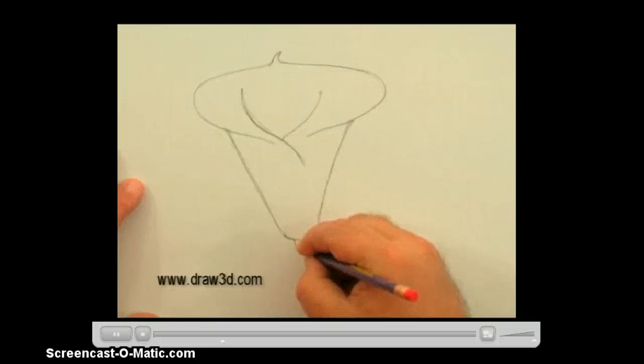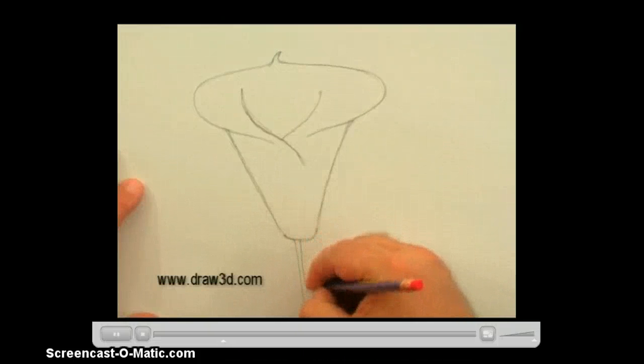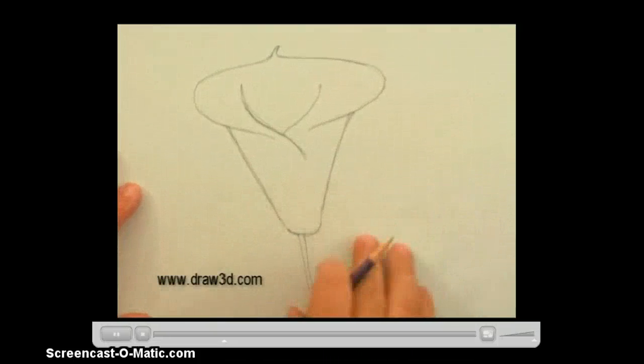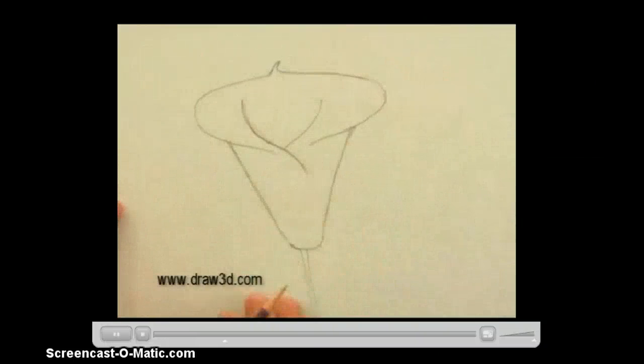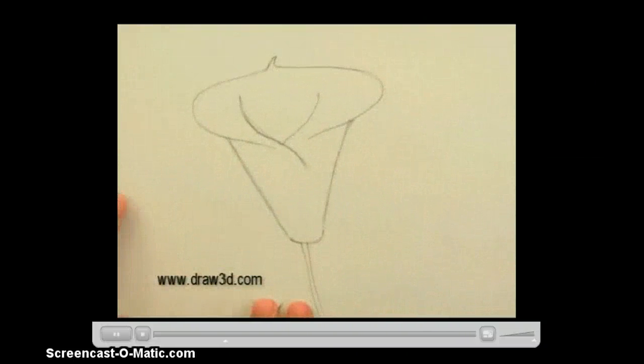And then I'm going to draw this, the flower stem right here. Okay, we'll draw the leaves in just a second. Then I'll put another flower back here, another flower back here. But let's just start with one.